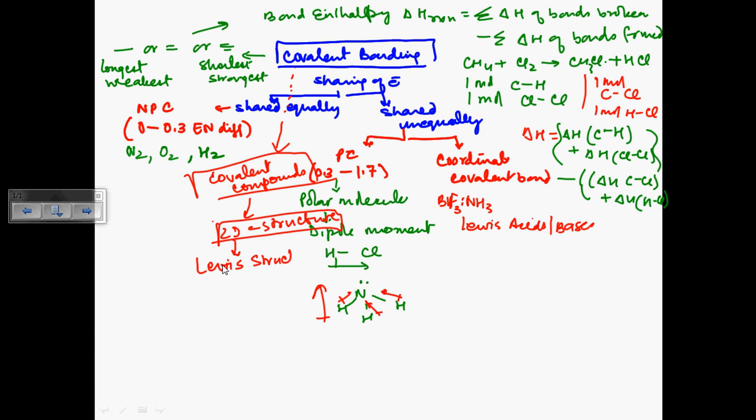Lewis structure, even though primarily they're used for covalent compounds, can be used to show the structure of ionic compounds as well. For example, how would you show the structure of NaCl? Using Lewis dot diagram, you'll draw sodium as an ion, and you'll draw chlorine with its complete octet because one of the electrons is transferred as an anion.